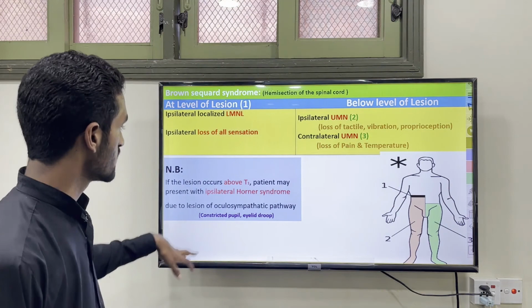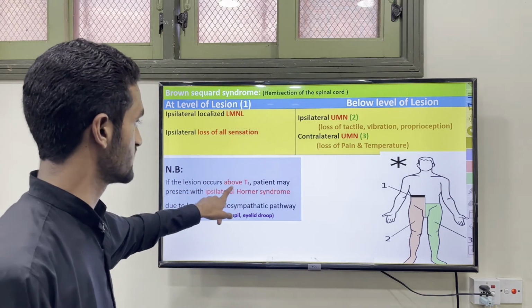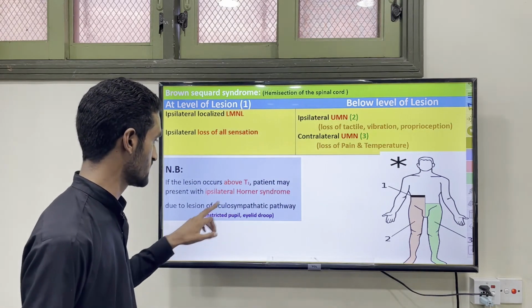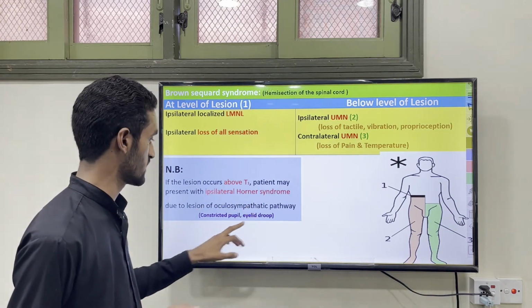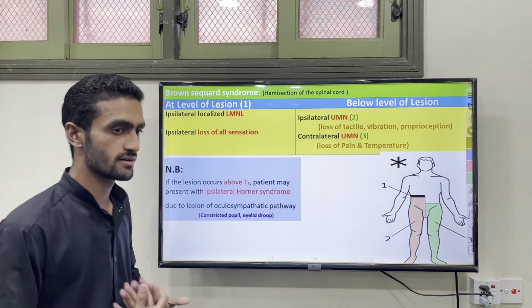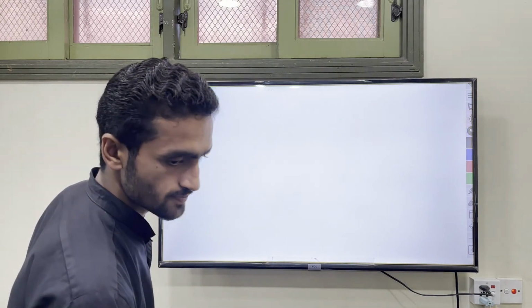If this lesion is above the T1 level, it is going to become ipsilateral Horner syndrome. In that, you will find a constricted pupil and eyelid drop. This is the end of our present lecture. Then we'll start the ascending and descending pathways.